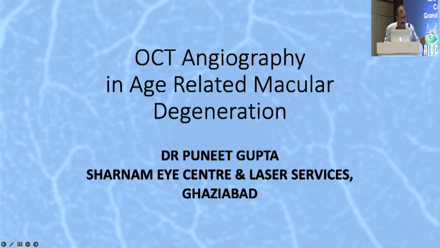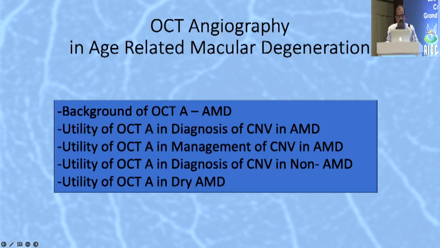Thank you for including me in this interesting instruction course. Good afternoon, everybody. I'll be talking about OCT angiography in relation to age-related macular degeneration. I'll talk a little bit about the background of OCT angiography technology in relation to AMD, the utility of OCT angiography in diagnosis and management of CNVM, and also diagnosis of CNVM in non-AMD conditions because they are the differential diagnosis.